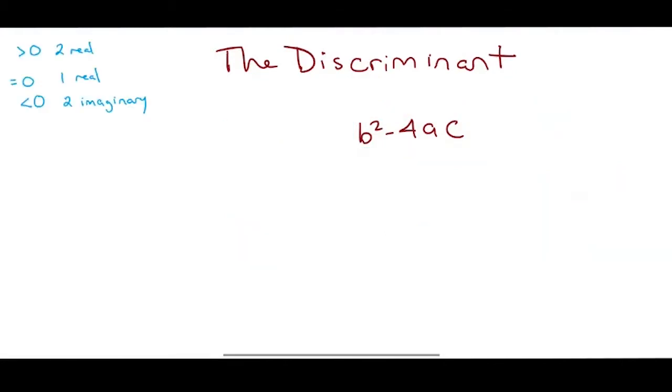So let's say I have x squared minus 6x plus 8 equals 0, and I want to know how many solutions there are to this equation. Well, I know that a is 1, b is negative 6, and c is 8. So I'm going to plug it into my discriminant, and that will tell me how many solutions there are.